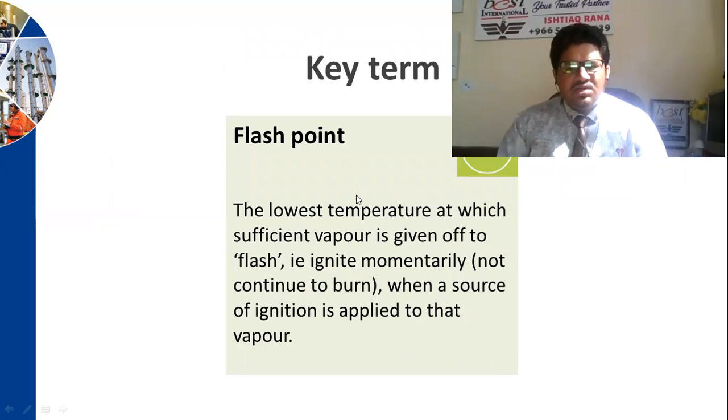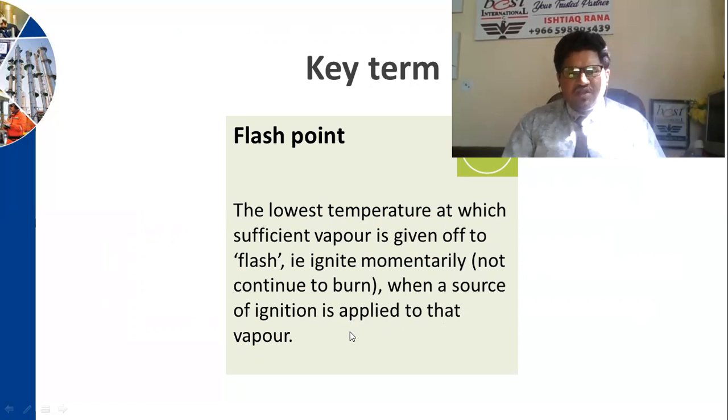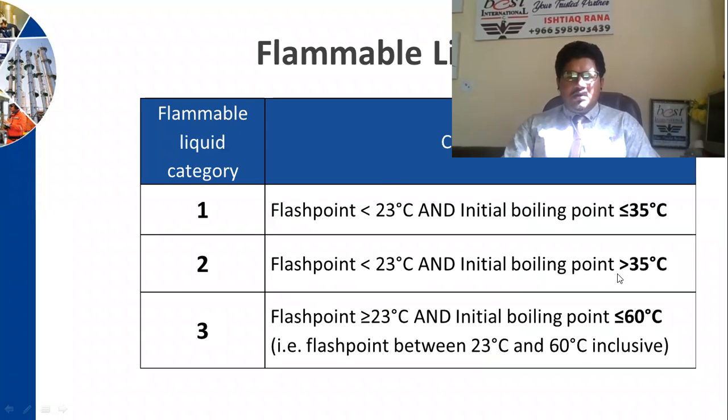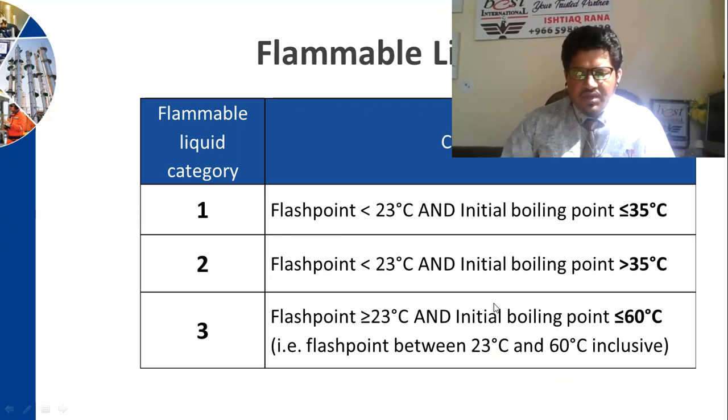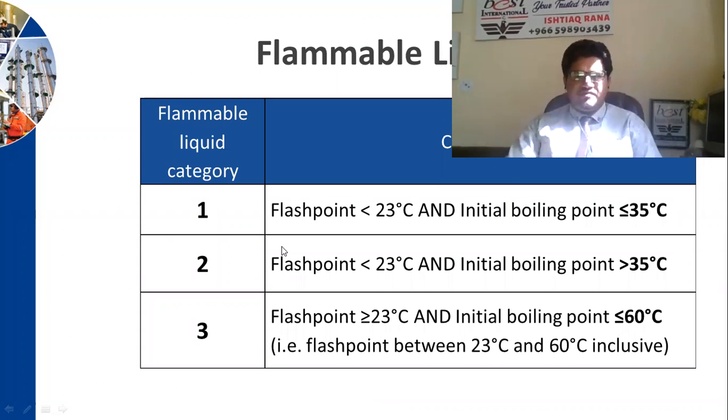Flash point: we truly need to understand it as the lowest temperature at which sufficient vapor is given off to flash, i.e. ignite momentarily, but not continue to burn, when a source of ignition is applied to the vapor. Now, flammable liquid categories 1, 2, 3 are all about flash point: flash point below 23 and initial boiling point at or below 35; flash point below 23 and initial boiling point above 35; and flash point between 23 and 60 inclusive.